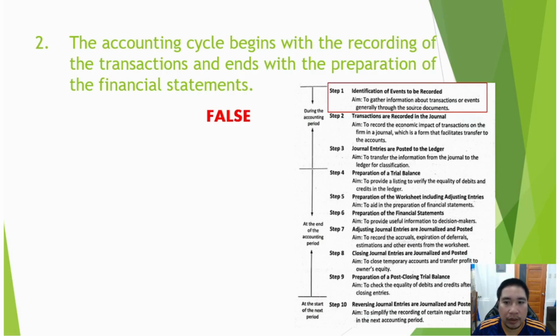The second step is the recording of the transaction in the journal or in the book of original entry, but that comes later. The last step is actually the preparation of a post-closing trial balance and not the preparation of the financial statement. Although you would notice that there is one additional step after that, but that step, which is reversing journal entries, is actually an optional step. It is there to simplify the recording of certain regular transactions, but you can choose to omit or skip that step in the accounting cycle. So the answer is false.